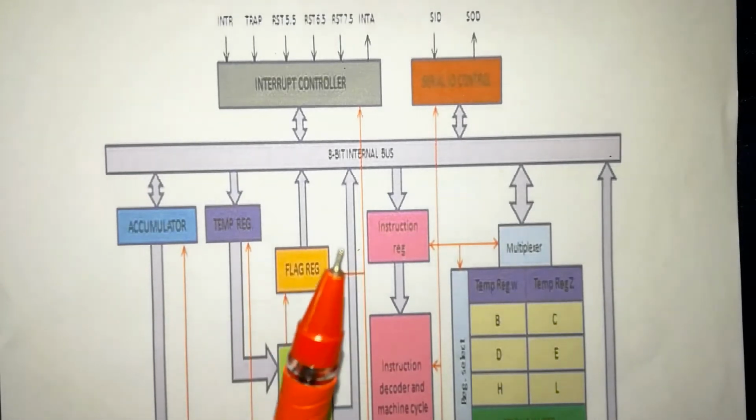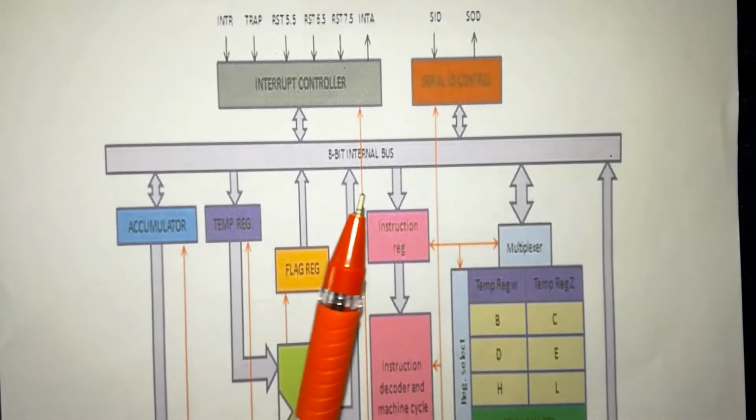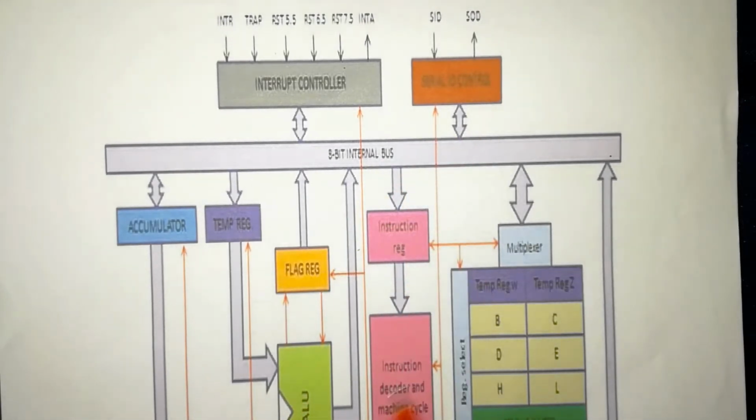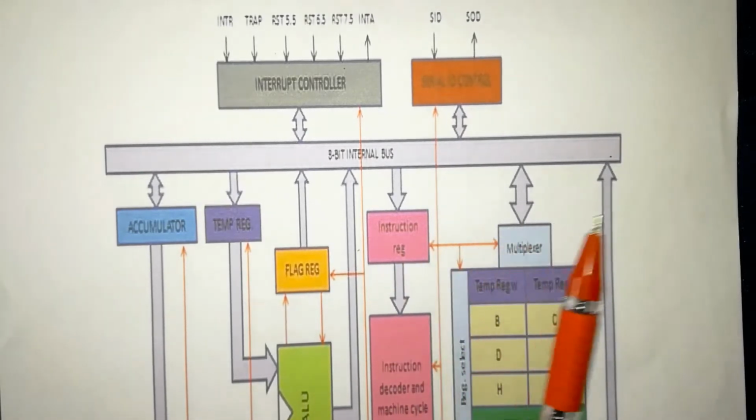Today my topic is internal block diagram of 8085. It is also called as architecture of 8085 or organization of 8085 or functional block diagram of 8085. All are one and the same.